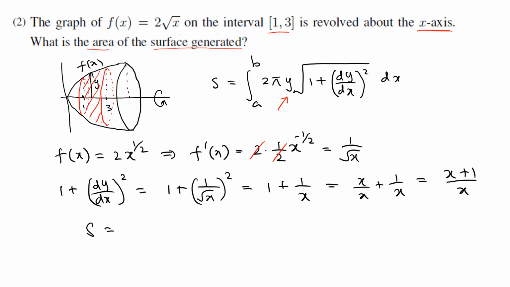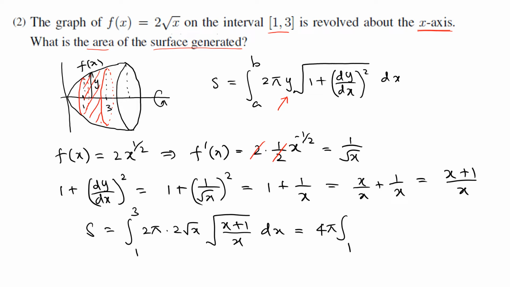So S, in this case a is 1, b is 3, 2 pi, and then we have y. You can see y is 2 square root x, and then we only calculate 1 plus that, so that means it is square root of (x plus 1) over x, dx. And then how to simplify this one? I'm going to take 4 pi out. So let's take 4 pi out of the integral. So 1 to 3, and then we have square root x.